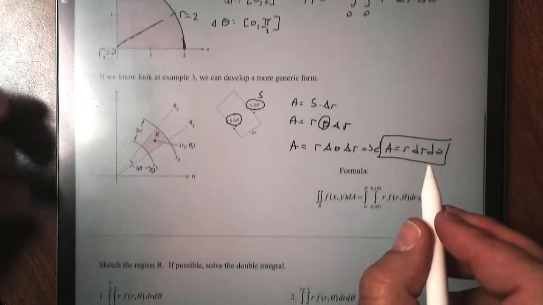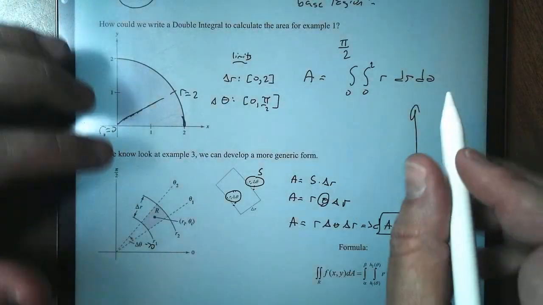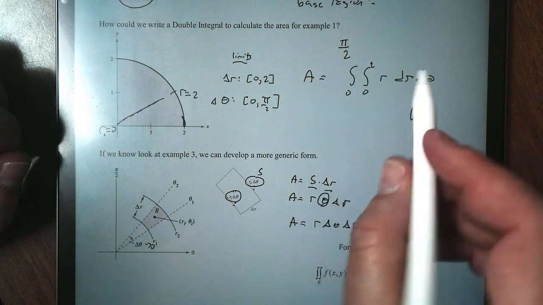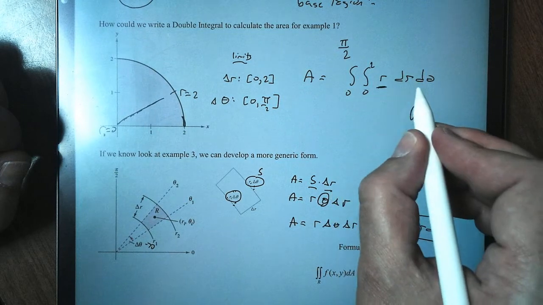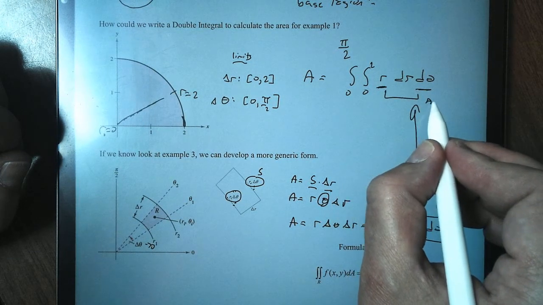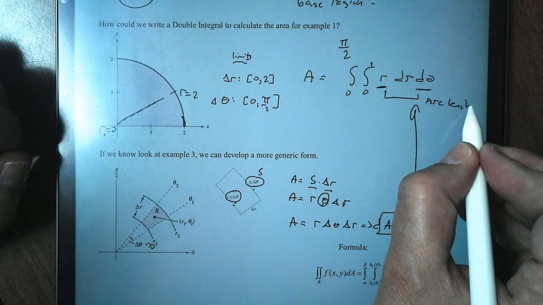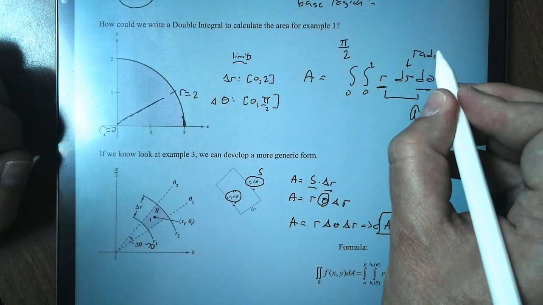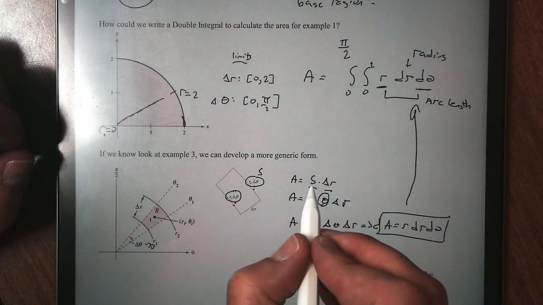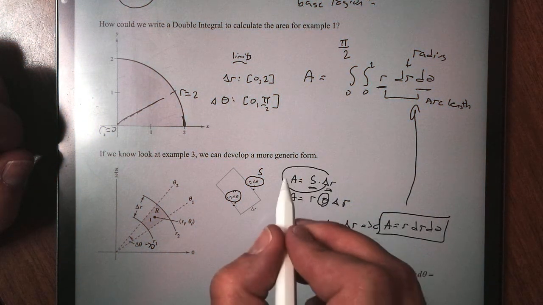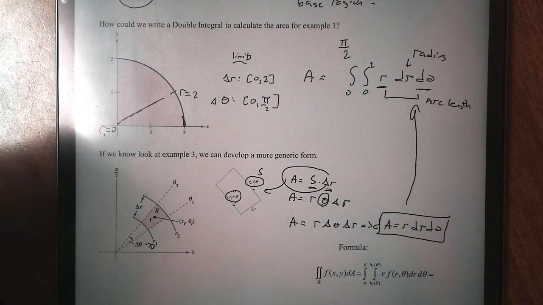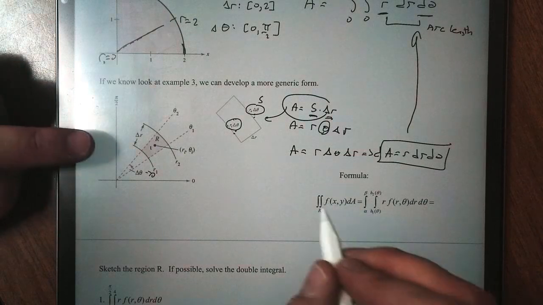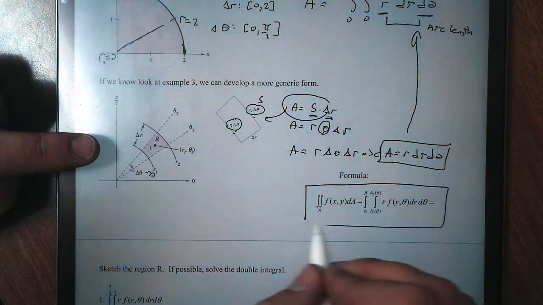So if we go back up here and take a look at this, remember, this is arc length times my change in r. So this r d theta is the arc length of an infinitely small little rectangle right here, and there's my radius. By taking that arc length times the radius, we get the area of this rectangle as theta goes to 0. And that's where our formula comes from. And this is the conversion for us right here.